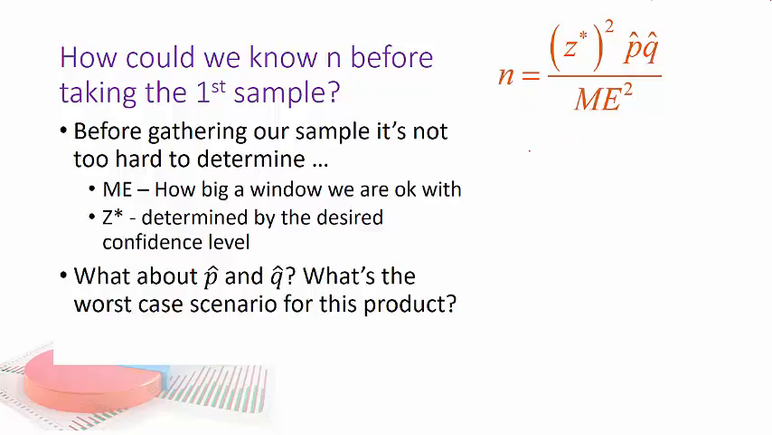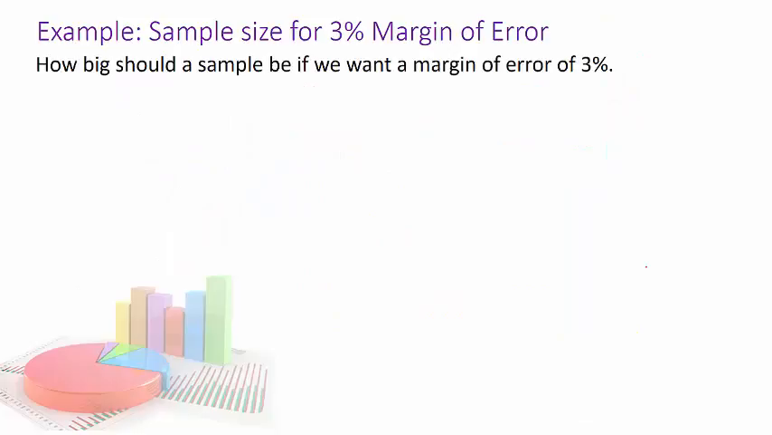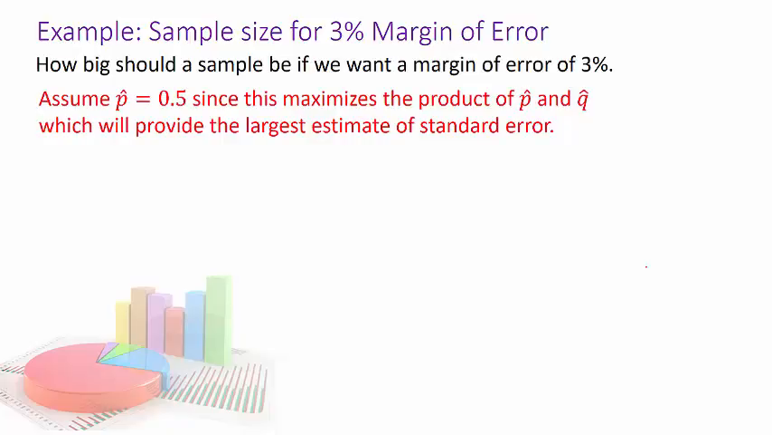for this. So I created a table here of different p hats and q hats and their products. And you'll notice that when they're both 0.5, that's the maximum value for the product. So if I just assume, in a worst case scenario, what I'll say is that p hat is 0.5. So this is when I don't know anything about the population beforehand. So, for example, I want a sample size for 3% margin of error. All right. How big should a sample be if we want that? Well, first of all, assume p hat is 0.5 since this maximizes the product of p hat and q hat.